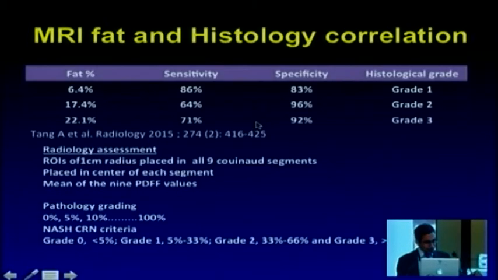Then another one from the research literature shows that grade 1 corresponds to about 6.4% fat estimated by MRI. Grade 2, which is 33 to 66% of hepatocytes having fat, corresponds to about 17.4% fat signal fraction. And grade 3 is about 22.1%. Now notice that this is a very small change. 17.4 to 22 is only about a 4 to 5% change in the fat signal fraction, but there's a change in the histology grade. So it shows that these two techniques are measuring two different things, but still there is a correlation between them.